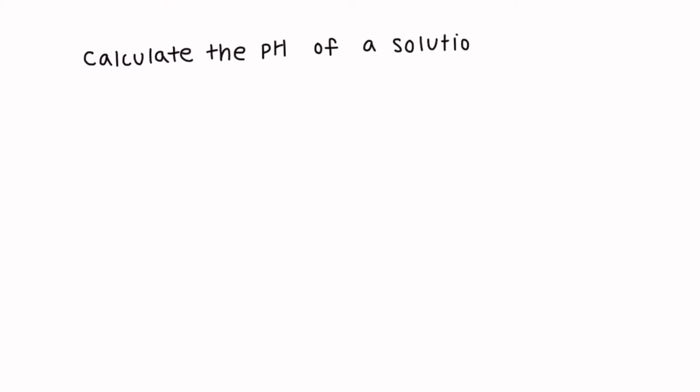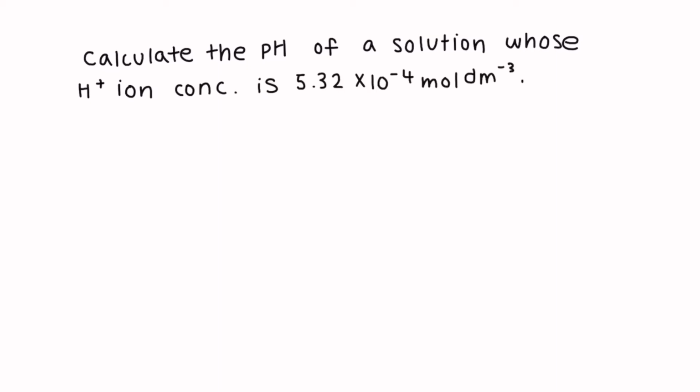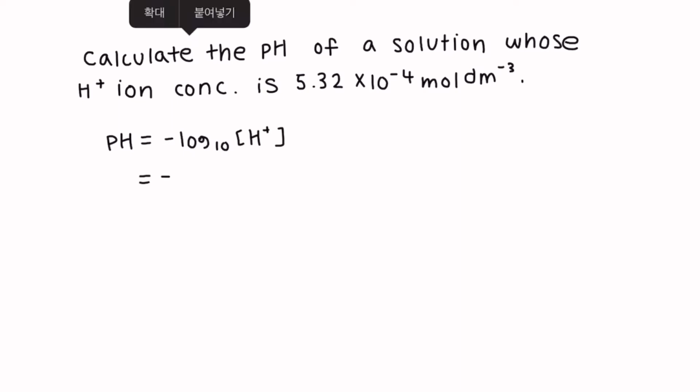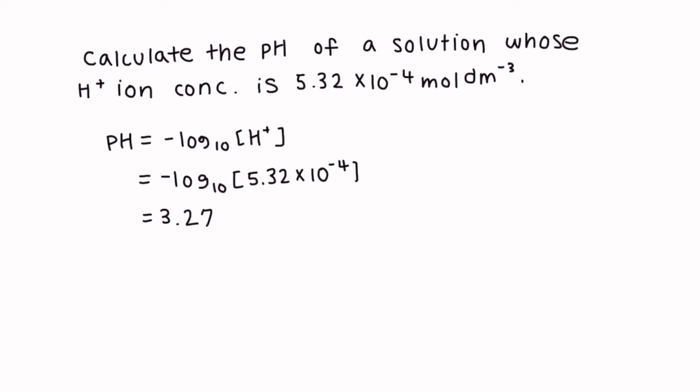First, calculate the pH of a solution whose H plus ion concentration is 5.32 times 10 to the power of minus 4 mole per cubic decimeter. First, write down the pH equation, and then put the H plus ion concentration into the equation. Use your calculator to find the answer.